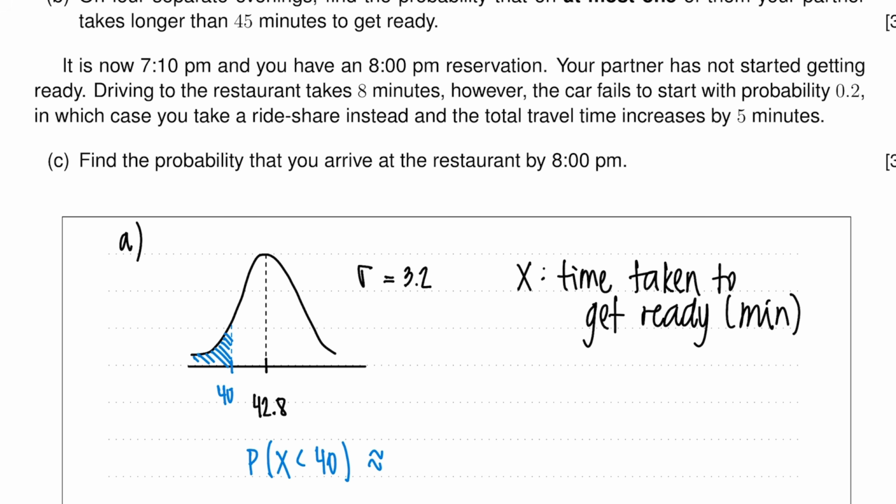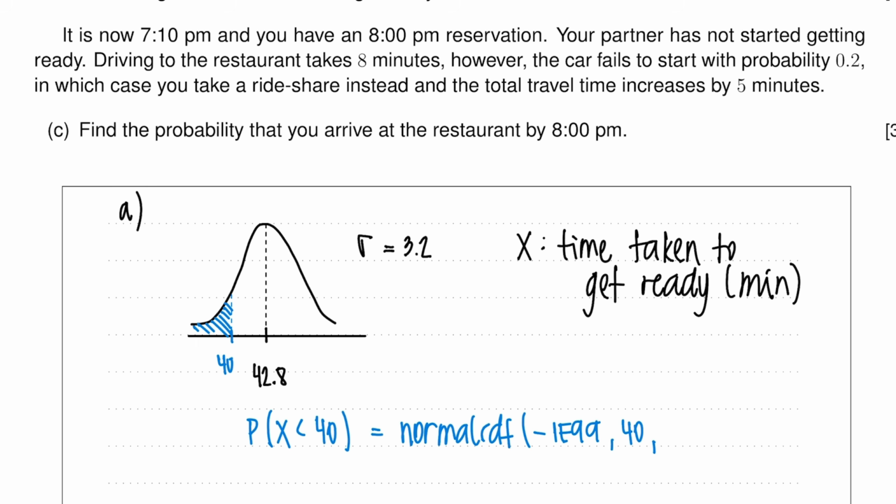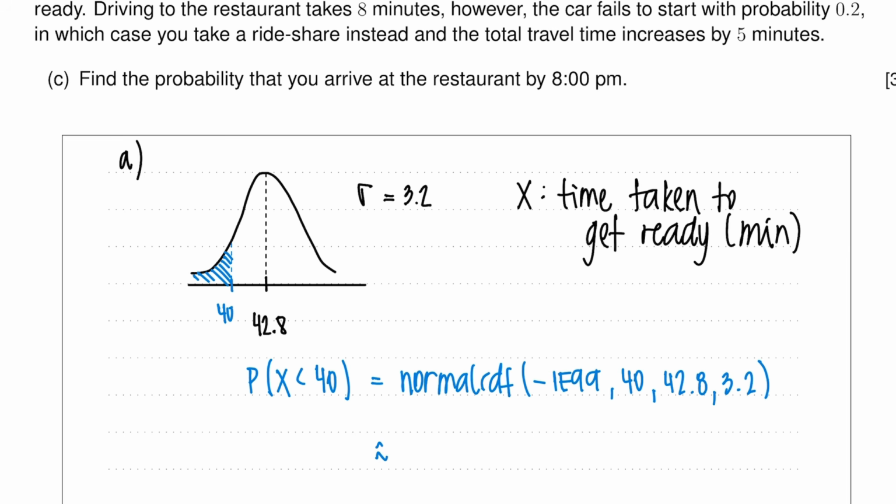And if you're using the TI-84, the command looks like this. Normal CDF, negative 1E99, which represents negative infinity, all the way to 40, and the mean is 42.8, and the standard deviation is 3.2. Do know that we input into the calculator the standard deviation, not the variance. You should get 0.191 as the answer.